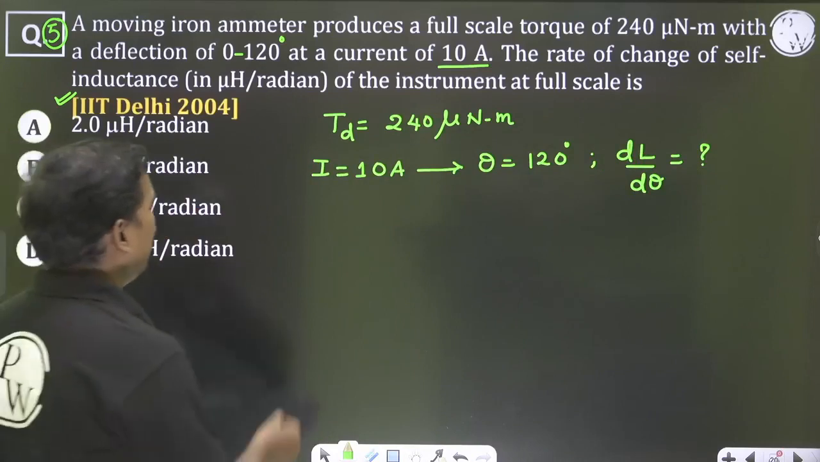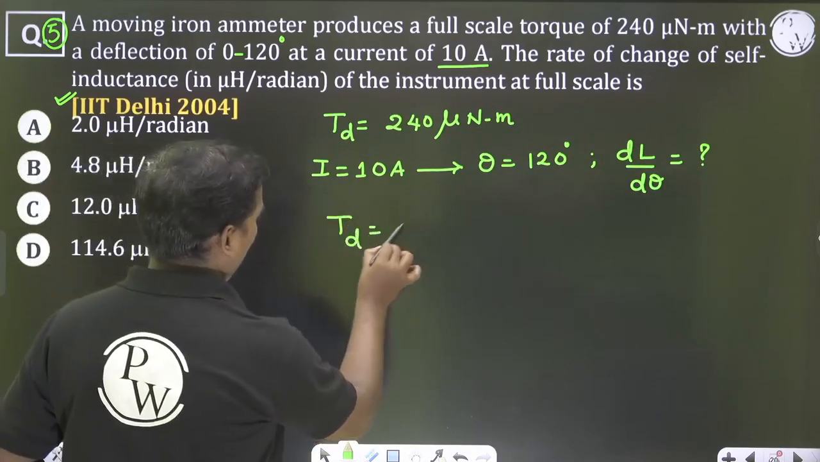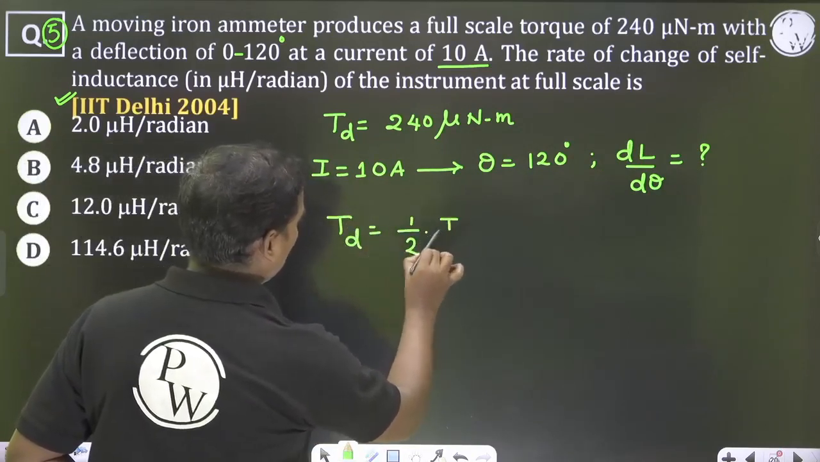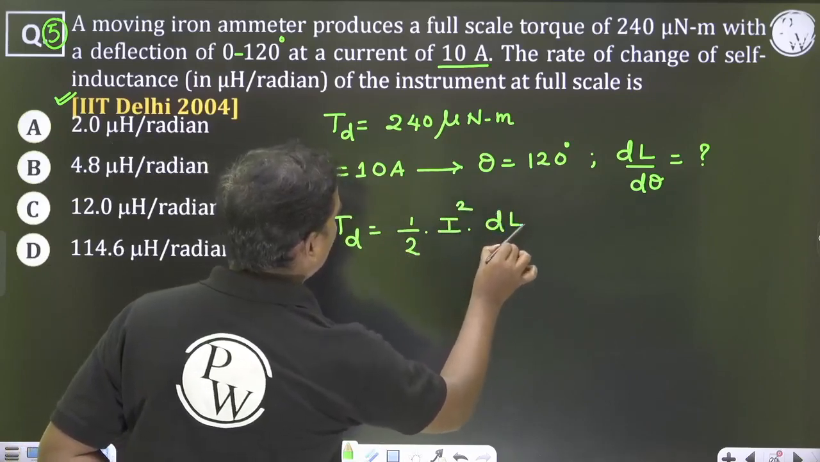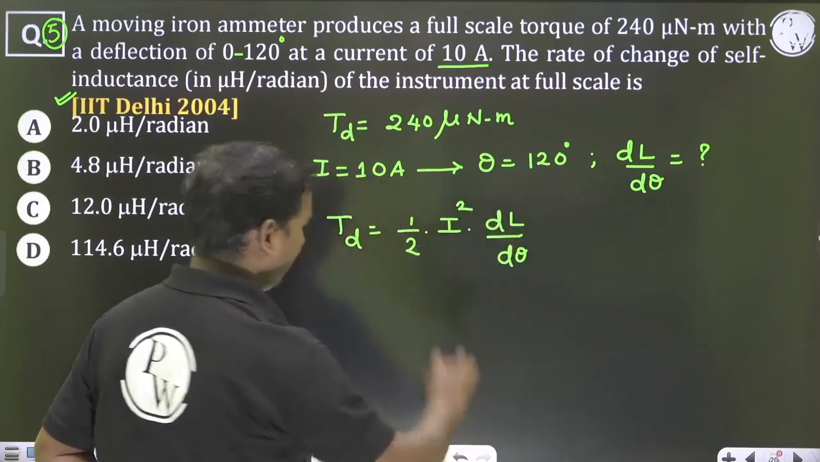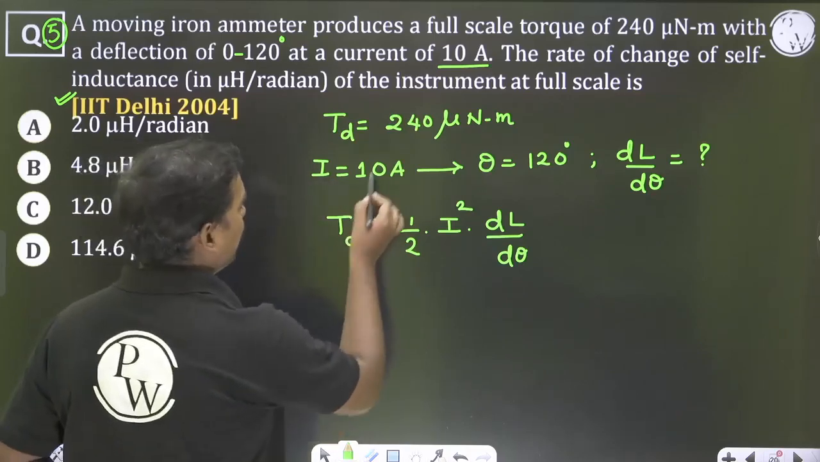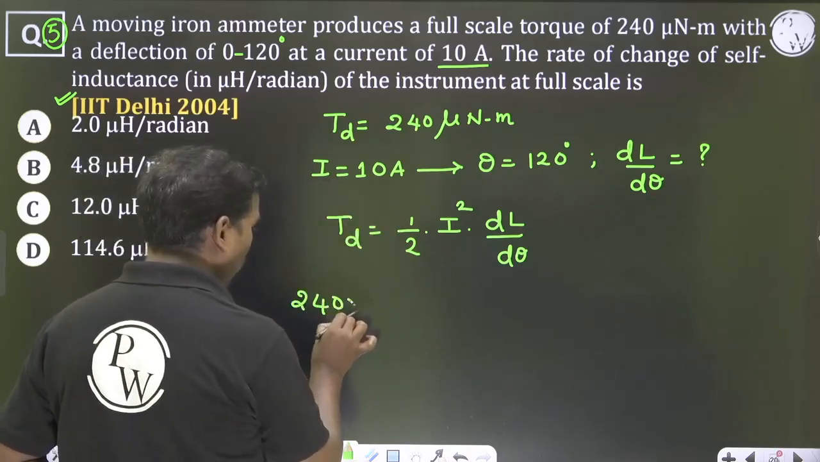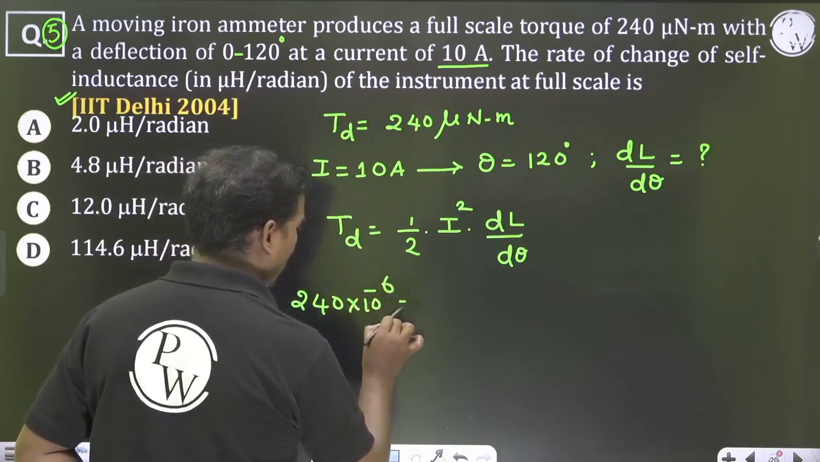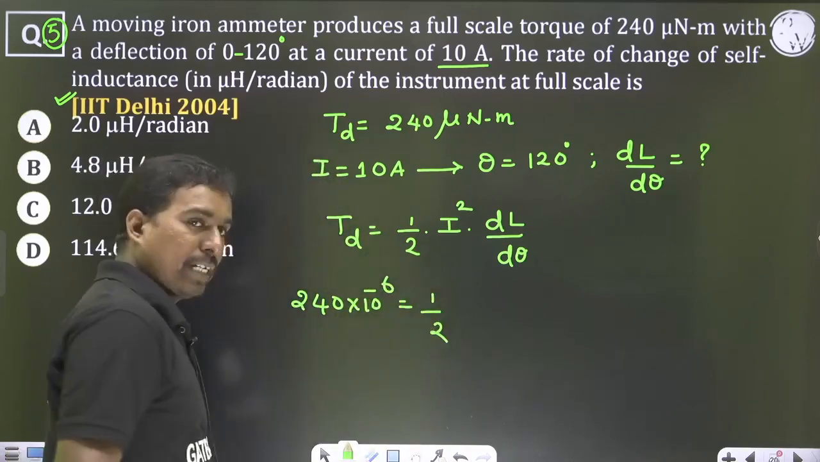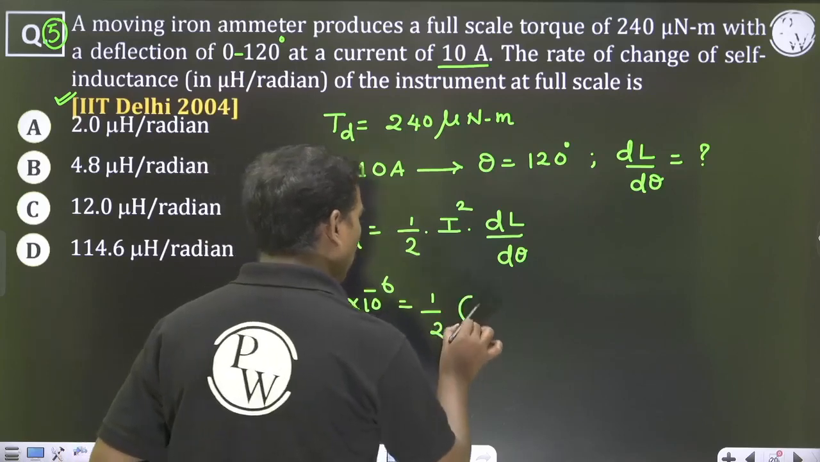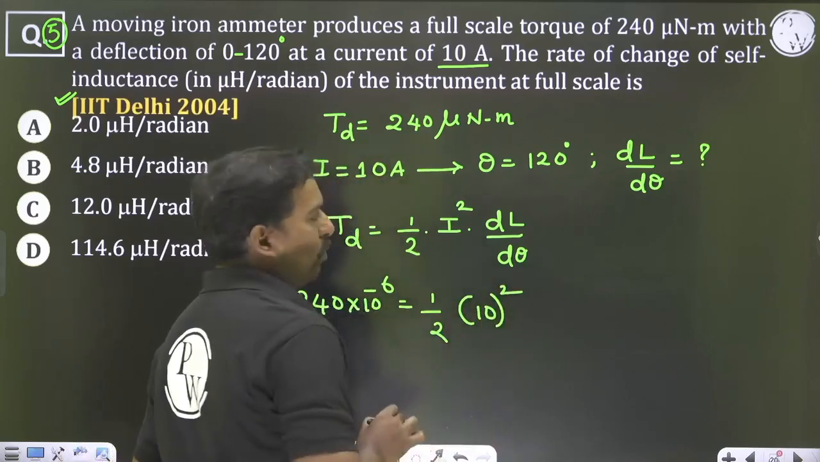Dear students, directly use the formula. The deflection torque formula is 1 by 2 into I square into dL by d theta. So the deflection torque is given as 240 micro, that means 240 into 10 power minus 6, equals 1 by 2. And what is the current? Current is equal to 10 amperes, so this is 10 square. And what is dL by d theta?